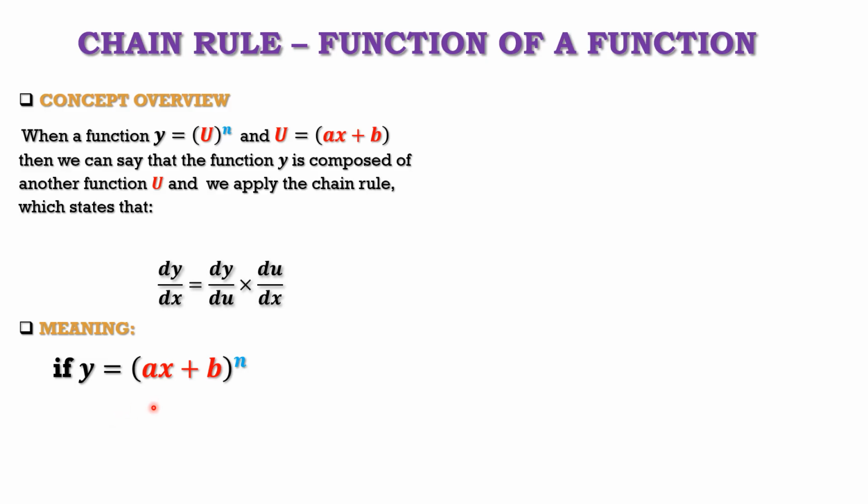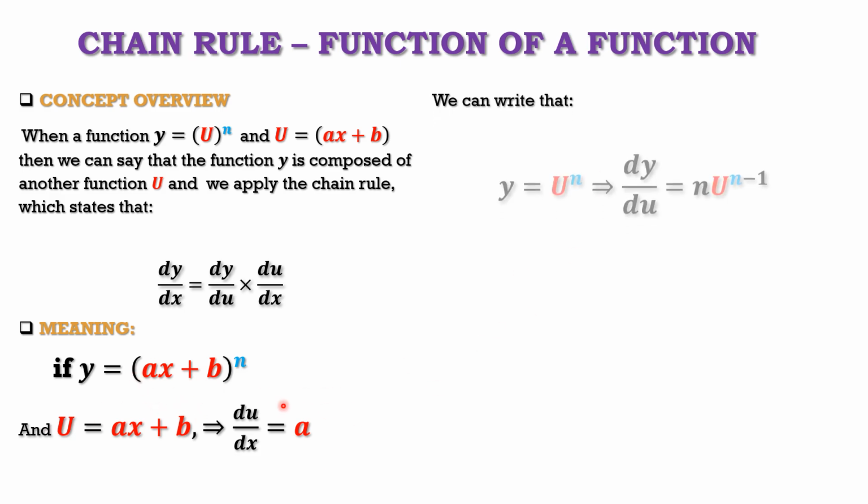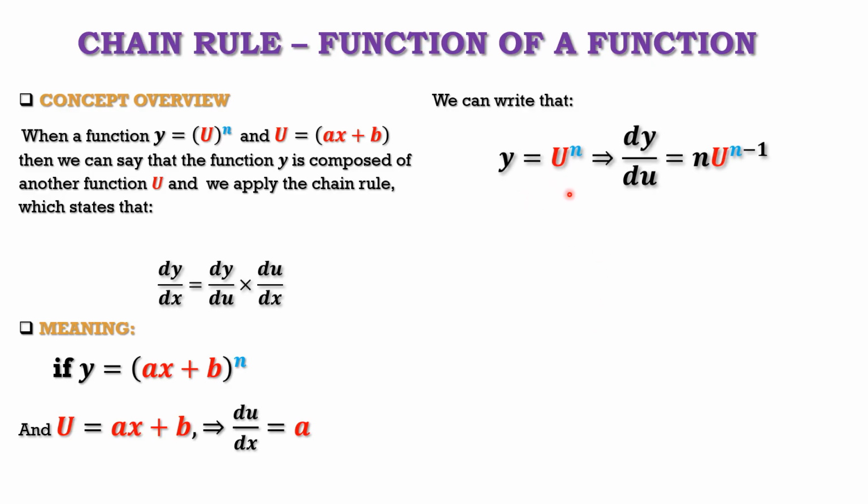Meaning if y is equal to (ax plus b) power n and u is equal to ax plus b, which means that our du over dx will be equal to a. So here we can write that if u represents the whole of ax plus b, then y is also equal to u power n, which means our dy with respect to du will be equal to n u power n minus 1. That is using the principles of differentiation, the power rule.